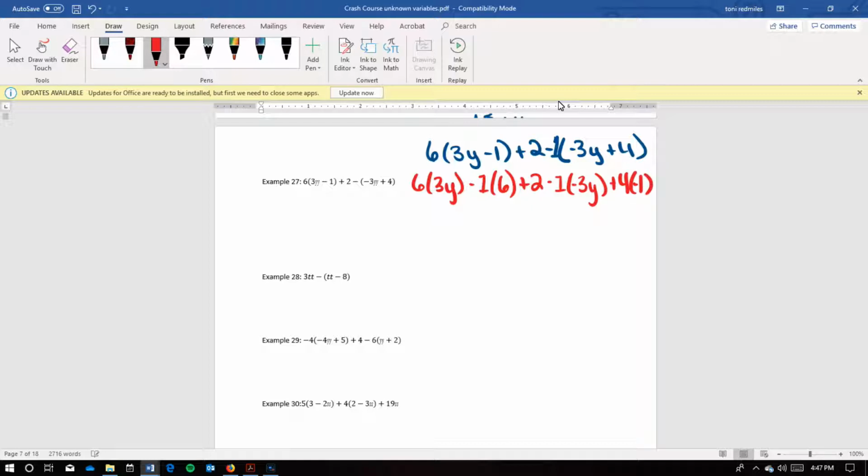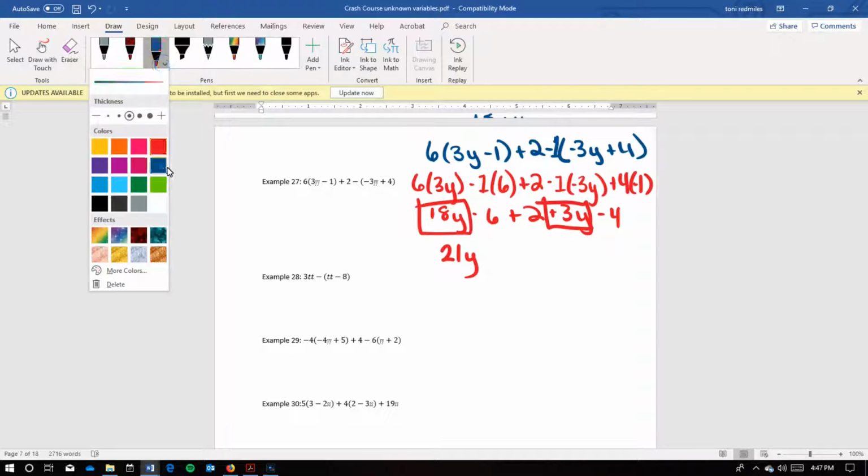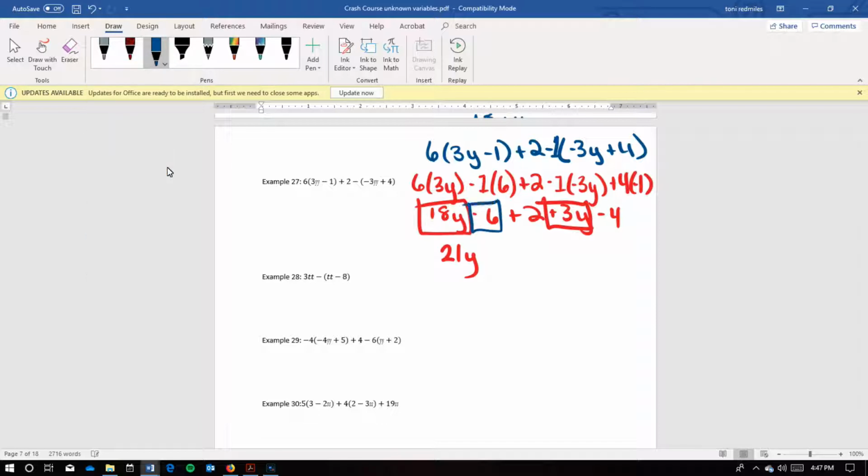Let's clean it up. 18y minus 6 plus 2. Do this multiplication, which is a positive 3y, and that's a negative 4. I'm doing my multiplication first because that's what would come first in order of operations. Let's combine my like terms. If I combine those two, I'm going to have 21y. And then all my constant terms are going to give me a negative 8.